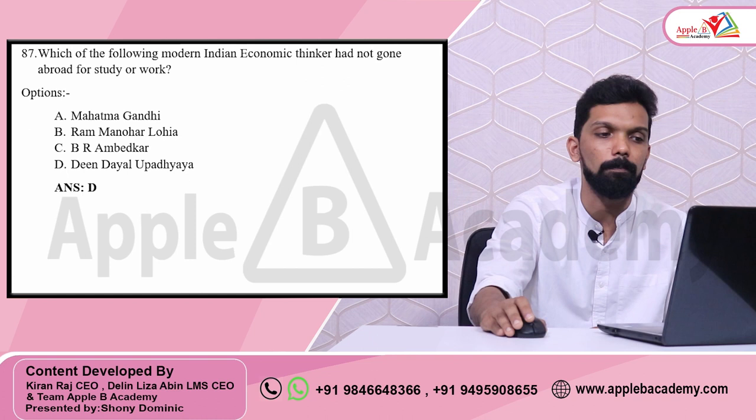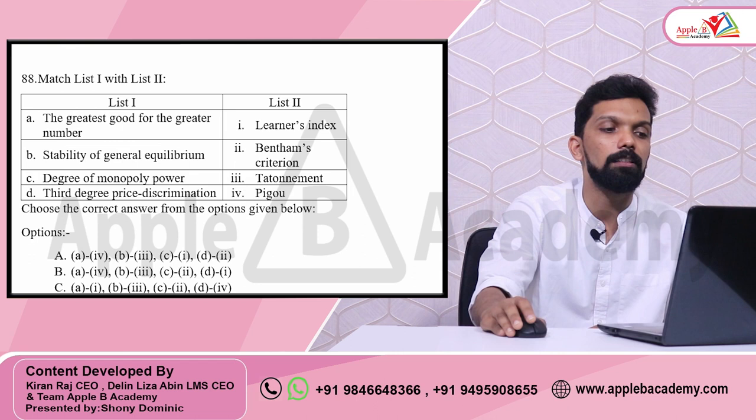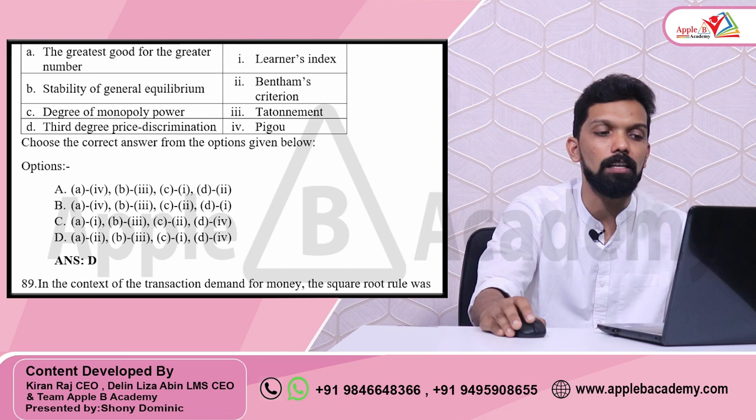Question number 88, match the following. List 1: the greatest good for the greatest number, stability of general equilibrium, degree of monopoly power, third degree price discrimination. List 2: Lerner's index, Bentham's criteria, Tatonnement, Pigou. So the right answer for this question is option D, A2, B3, C1 and D4.